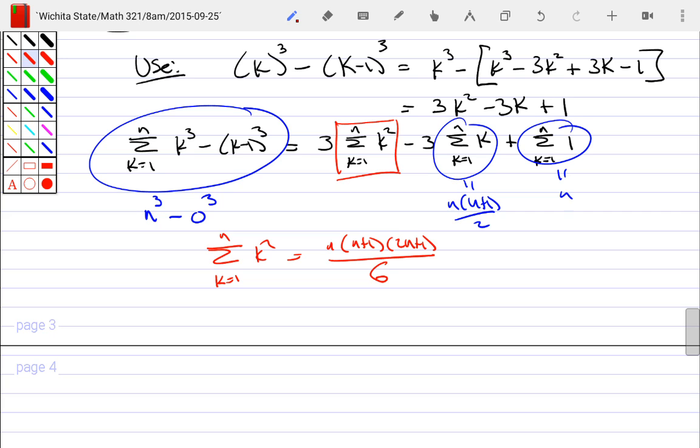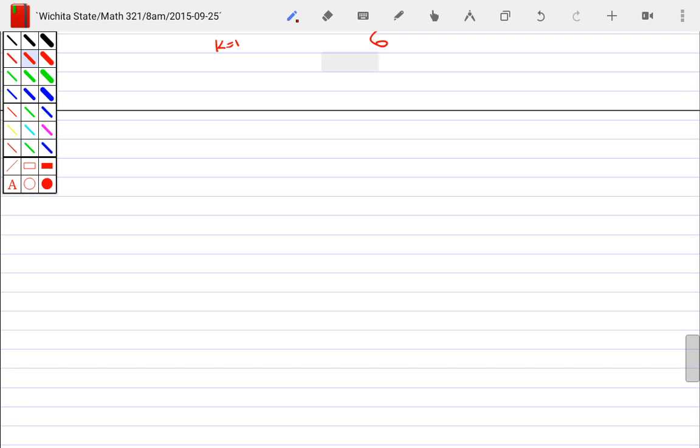All right, that's algebraic. The same thing, we can find k cubed. Now that we know k squared, we can find k cubed by doing what? K to the 4th minus k minus 1 to the 4th. Do a bunch of algebra, and we can get another formula. And if we would do the exact same technique using a telescoping series, we could also find that the sum from k equal 1 to n of k cubed is just going to be n times n plus 1 over 2, the quantity squared.